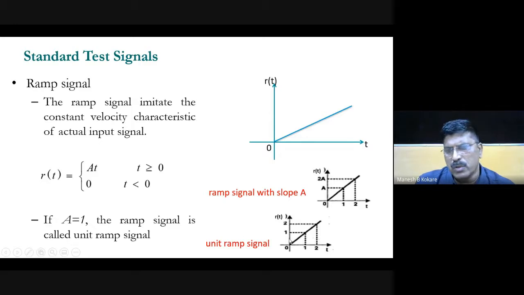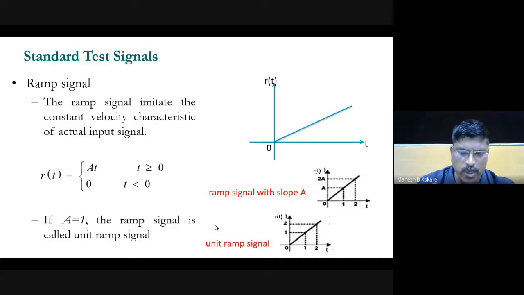So this is the unit ramp signal, basically 1, 1, 2, 2 and so on. This ramp signal signifies the constant velocity. So velocity remains constant, which is equal to 1, right? So basically the slope is 1, and this ramp signal is called the unit ramp signal.